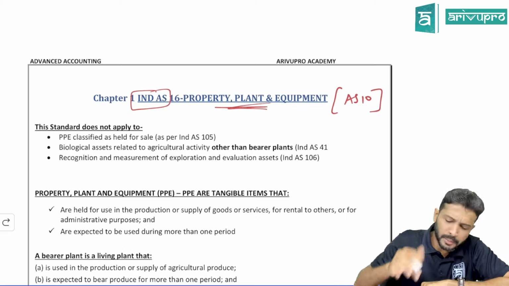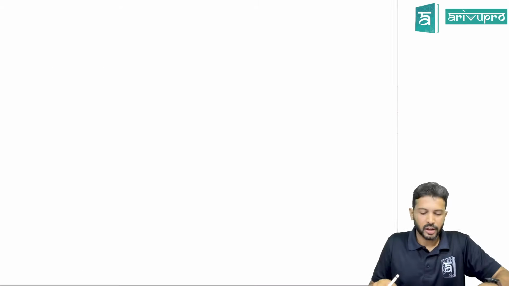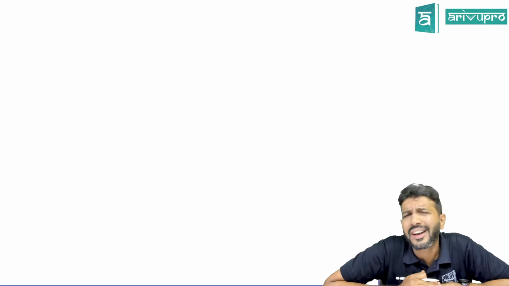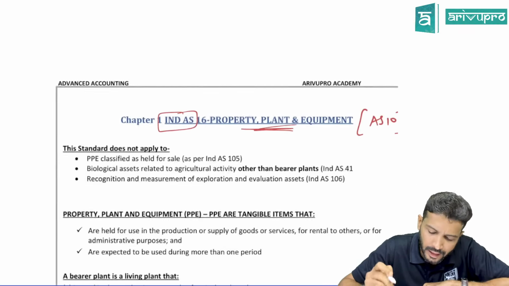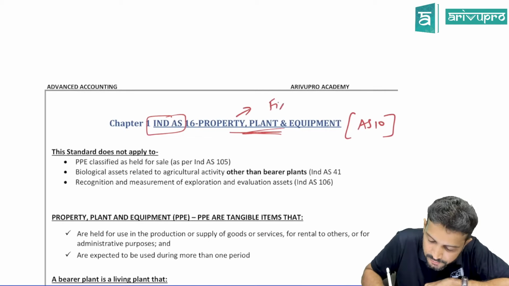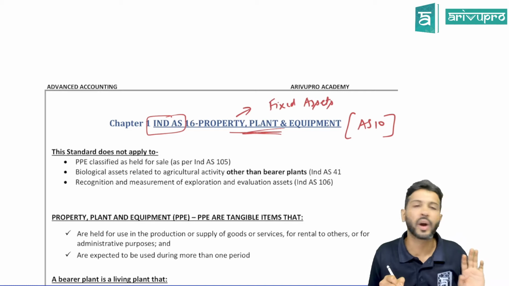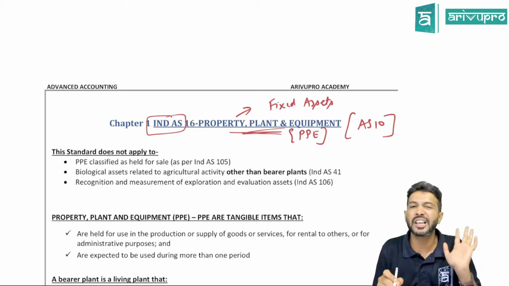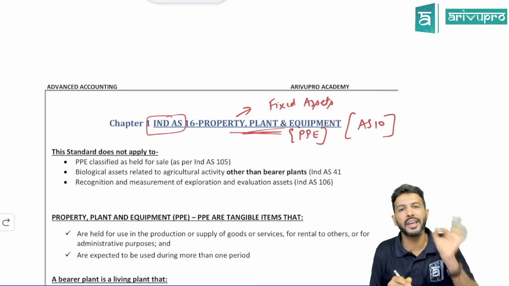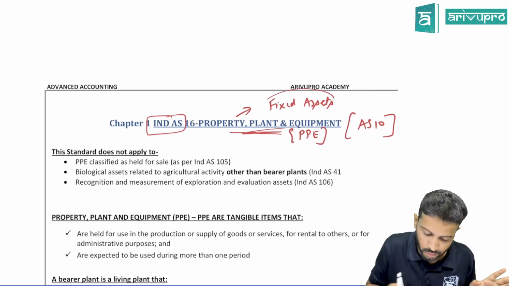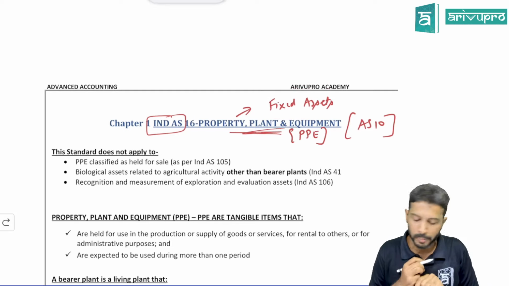So let me do a thing. I will not go directly into the topic. Let me give you a small example. All you have to do is tell me whether it is a property, plant and equipment or not. Basically this is nothing but your fixed asset. Earlier we used to call them fixed assets. Now we no more call it fixed assets. We call it property, plant and equipment. For our class purpose, henceforth we will refer to it as PPE. Fixed assets was the earlier name. Now it is known as property, plant and equipment.